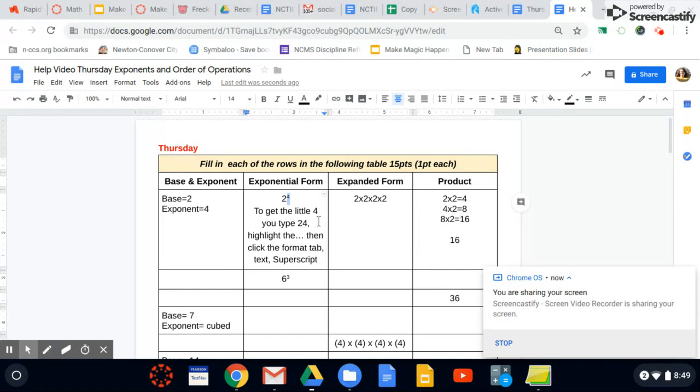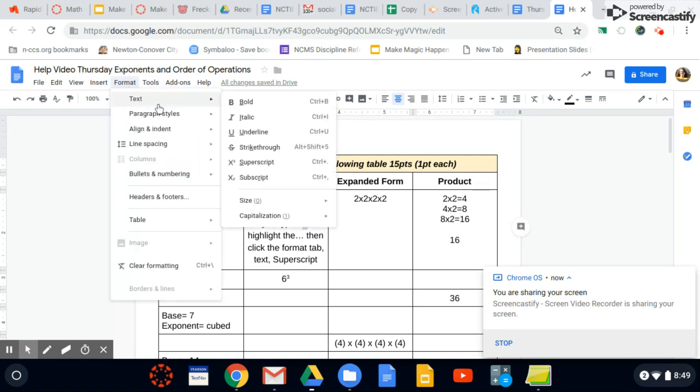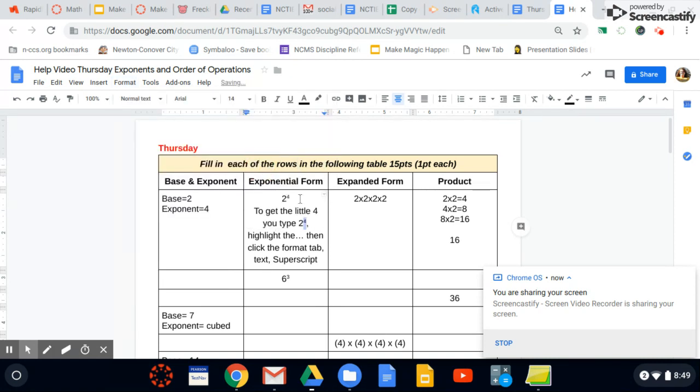So it says to get a little 4, you type 2 4. So I'll go ahead and delete that and I'll just type 2 4 and I'll space it correctly. Then I highlight the 4. Then it says go to the Format tab up top. So I'm going to click on this Format tab. It says go to Text, which is what I'm hovering over right now, and then go to Superscript, which you can see has that tiny little 2 up top, and you click it. And when you do so, it changes it to an exponent, the way we would write it in our notebooks.